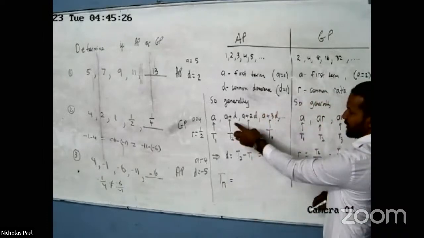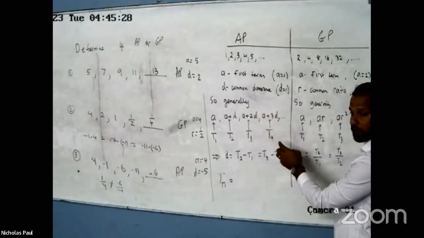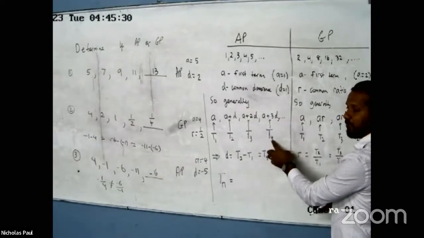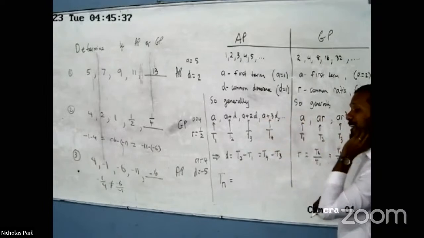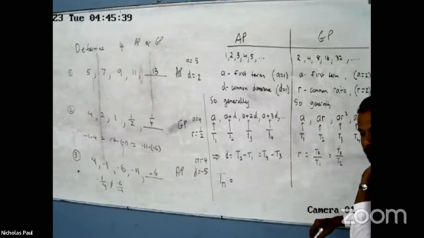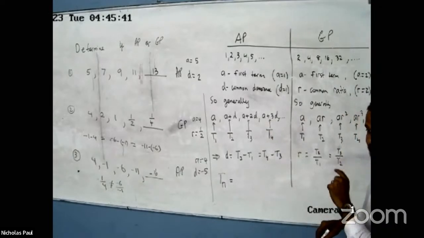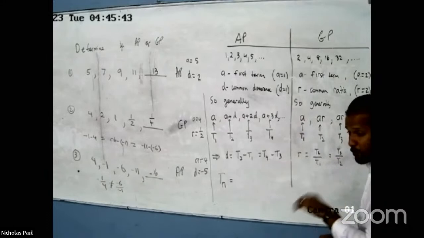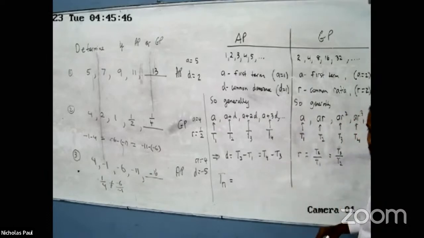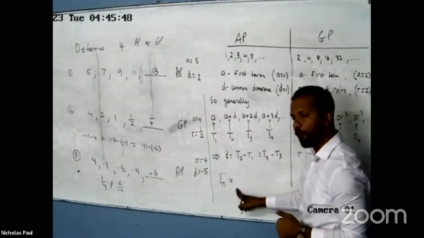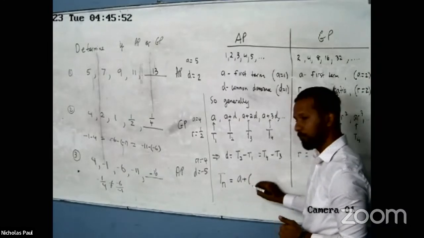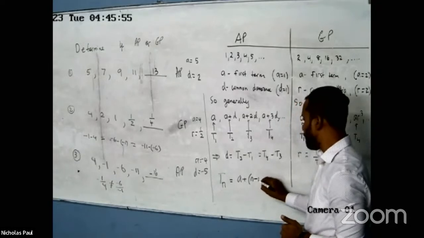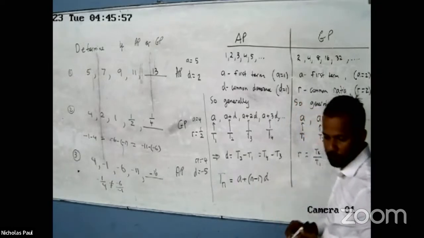Anybody seen a pattern here? Suppose I wanted the fifth term. The fifth term is what? A plus 4D. Suppose I wanted the ninth term. What would it be? A plus 8D. Suppose I wanted the 20th term. So your formula for the nth term is what? A plus n minus 1 D.